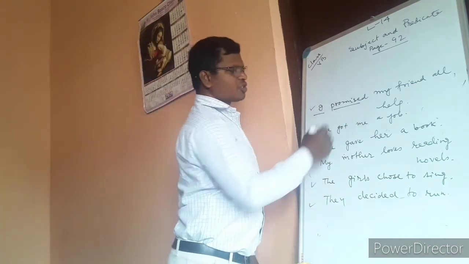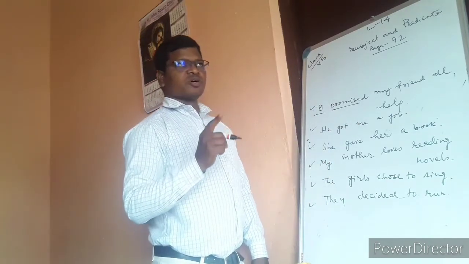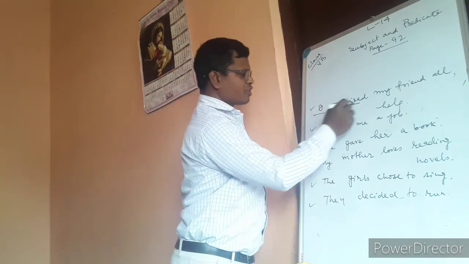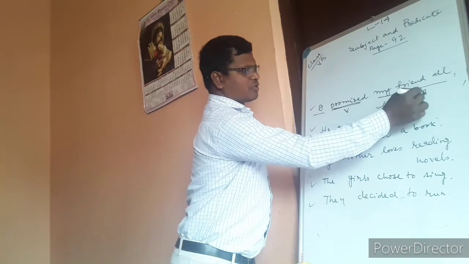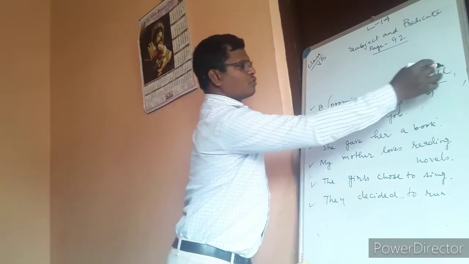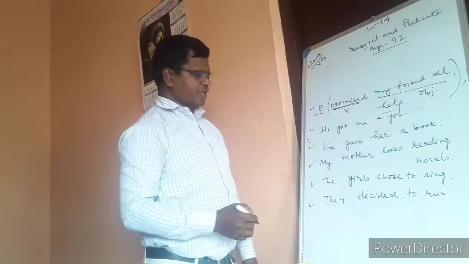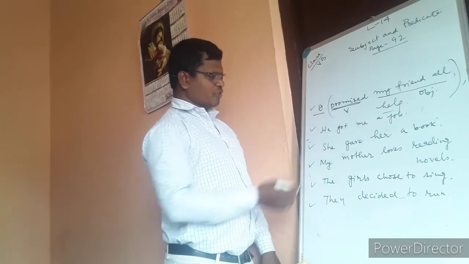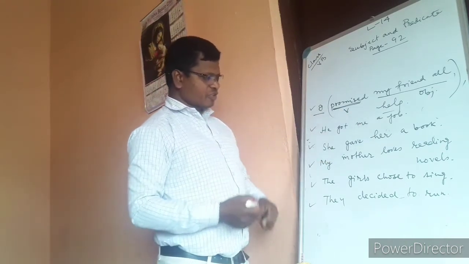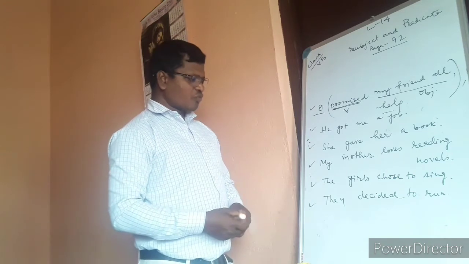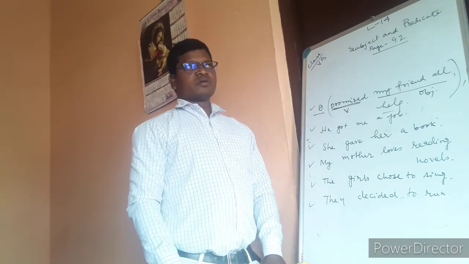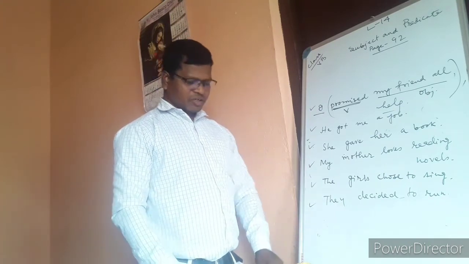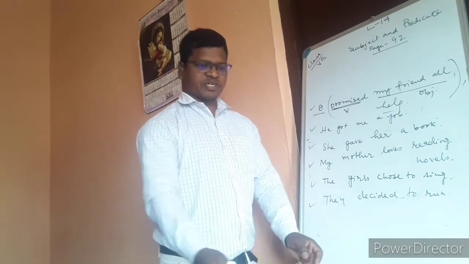So from here, as I already told you, the predicate contains two parts. The first is the verb, and another one is the object. But the whole thing is considered to be the predicate. He got me a job. She gave her a book. My mother loves reading novels. The girls chose to sing. They decided to run. So dear students, if you have any kind of problems with subject and predicate, you may better ask me.